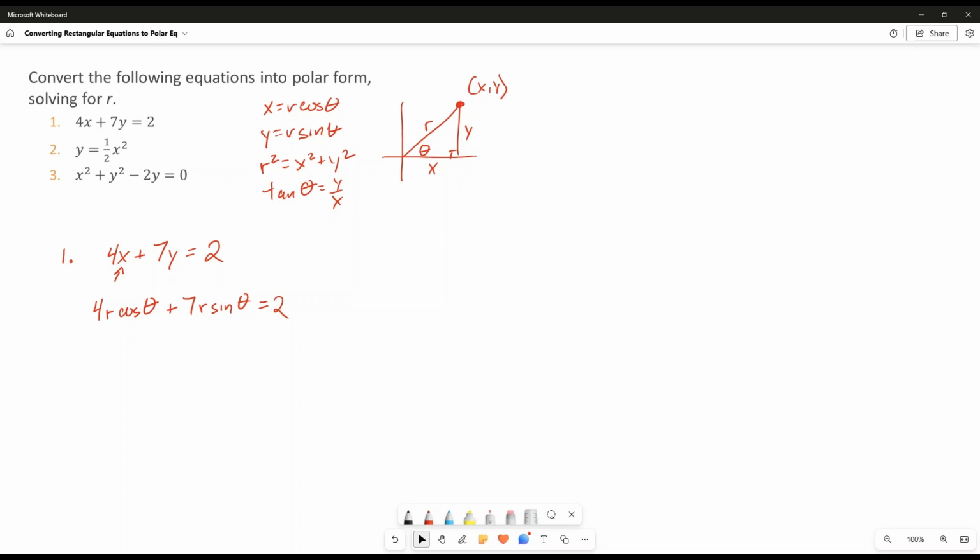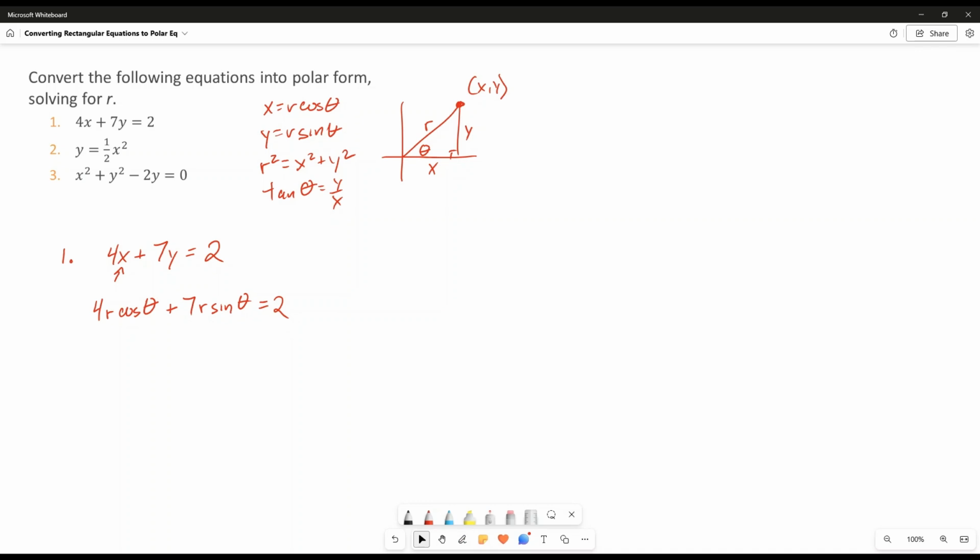But usually we also like to, if possible, solve it for r. Normally when we have rectangular equations, we like to solve them for y, so we have y equals something with x's. We typically like to try, if possible, to do the same thing with polar, where we're going to solve it for r. So we'd like to have a format where we have r equals some expression containing thetas. Okay, so again, we are actually in polar form now with 4r cosine theta plus 7r sine of theta equals 2. We just want to solve it for r now.